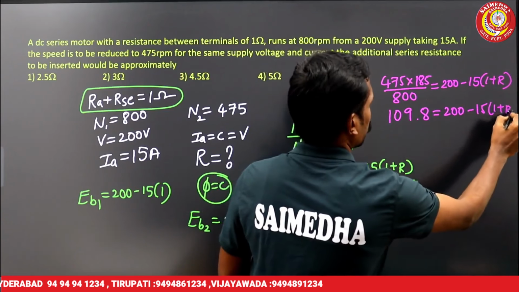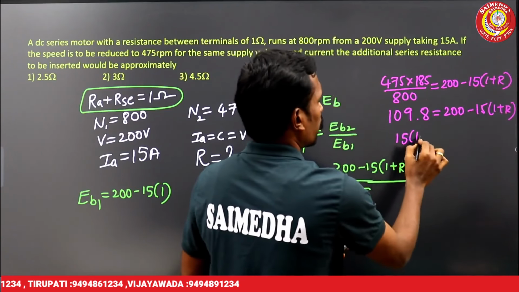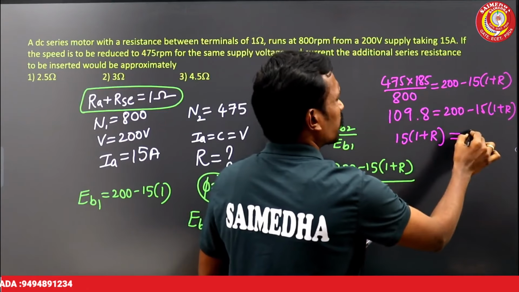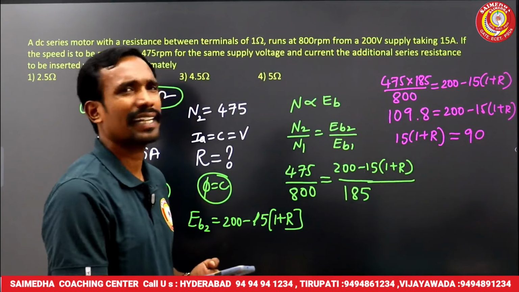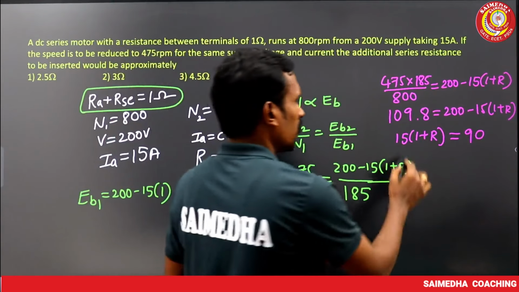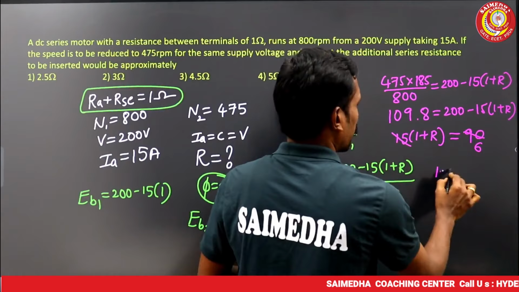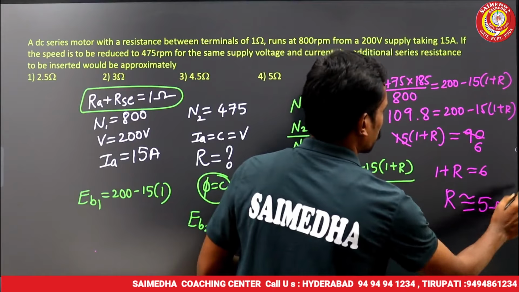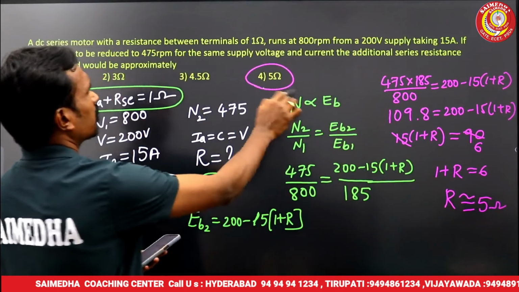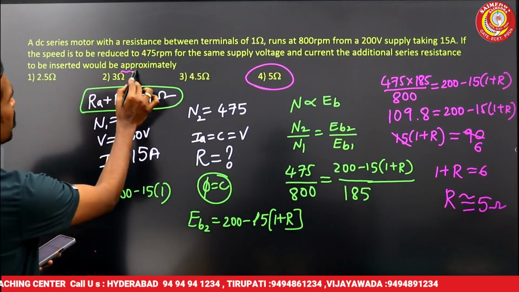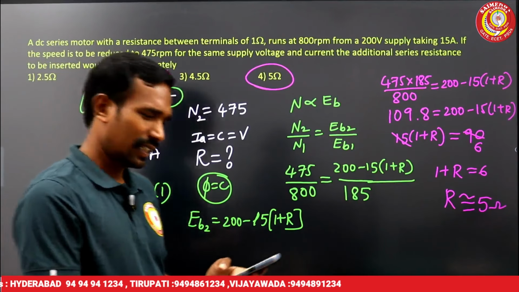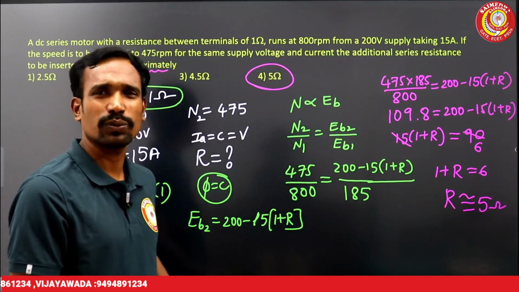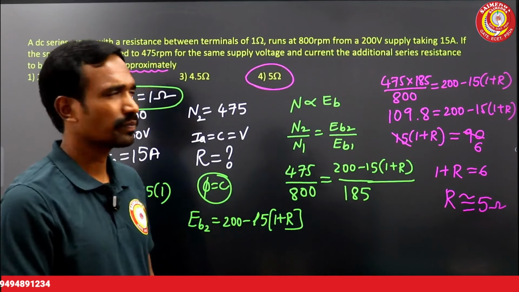Now you can do it later. So 15 times of 1 plus R is equal to, let's take this as 110, 200 minus 110, approximately 90. 15 sixes are 90. So 1 plus R is equal to 6, nothing but R is approximately 5 ohms, not exactly. Of course, they gave approximation only. Oh, already they gave approximately in the question. See, we need to follow the approximation condition, sir. Otherwise, we can't solve questions like this. Okay, sir.